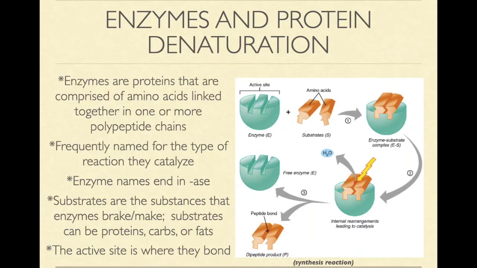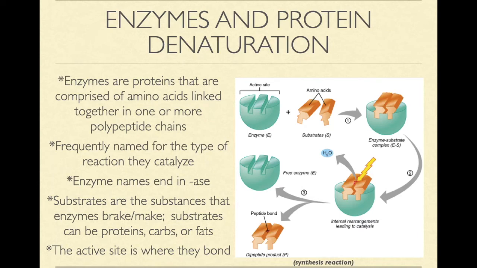Now, you probably learned last year about enzymes and protein denaturation. Enzymes are proteins that are comprised of amino acids. And basically, enzymes are going to interact with maybe other proteins or other materials such as carbs or fats. Now, the enzyme has an active site. This is where the substrate, what you want to break apart or what you want to put together, attaches to the enzyme at the active site.